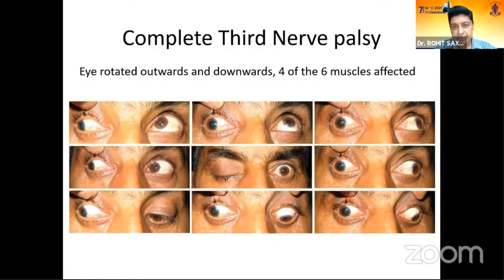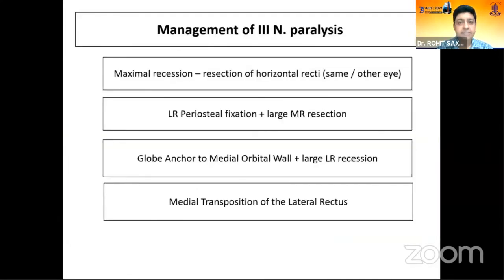And we know that especially complete third nerve palsy can be quite a challenge because 4 of the 6 muscles are affected, and we are quite hard pressed to actually use only 2 muscles, one of them being the superior oblique, to actually manage. But thankfully, over time, we have started getting more options, and the management options for third nerve palsy become maximal or supramaximal recess-resect procedures in the same or in the other eye.